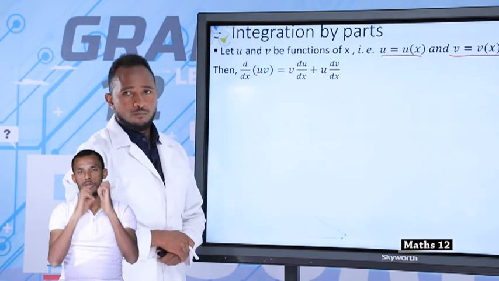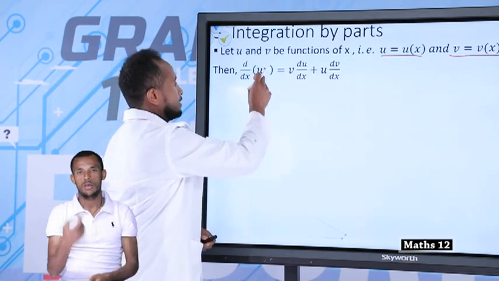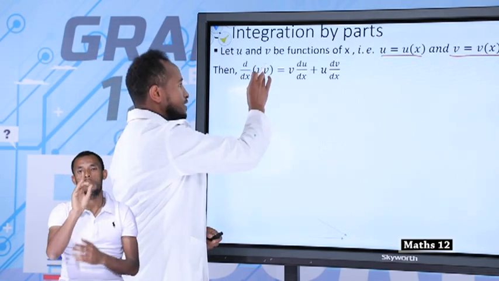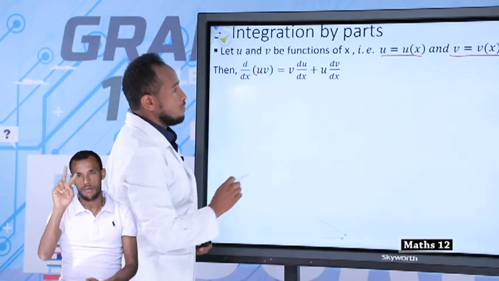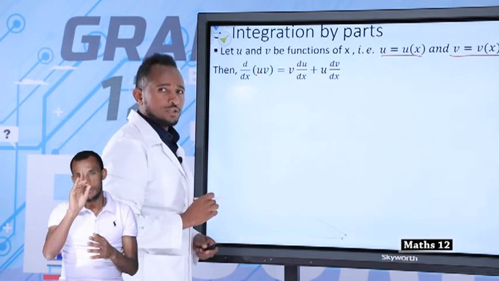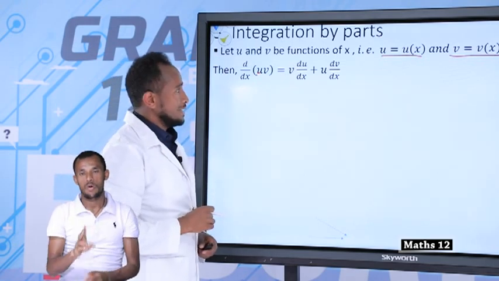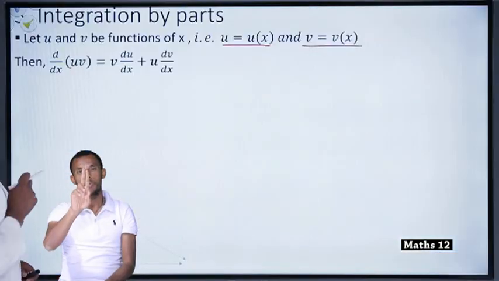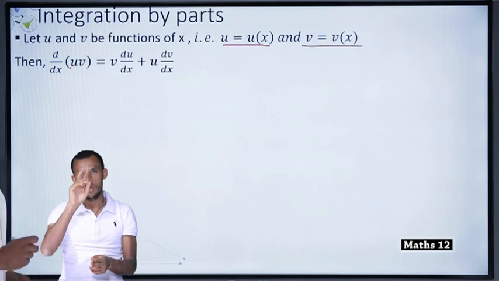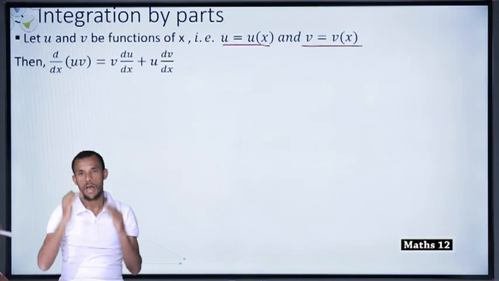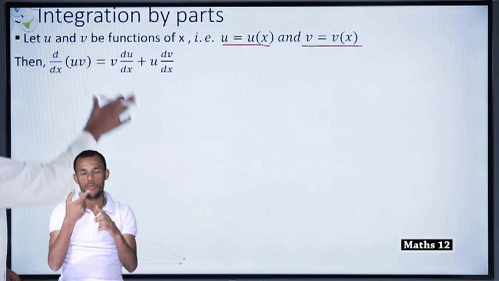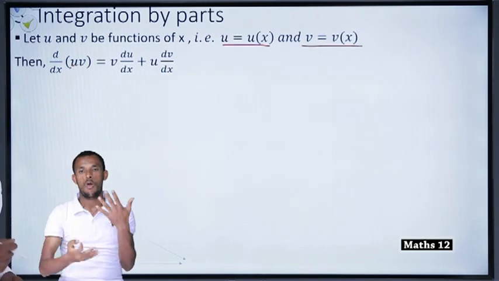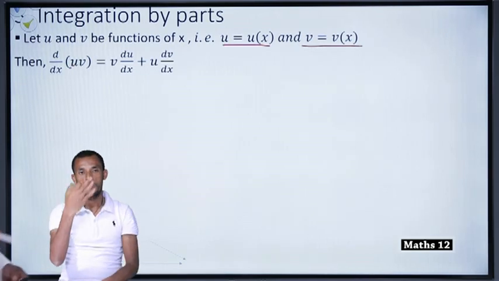If you remember in chapter 3, the derivative of a product of two functions is evaluated using this formula: v times the derivative of u, that is v times du by dx, plus u times the derivative of v, that is u times dv by dx. I hope you remember this. From this we can derive the formula for integration of a given function by parts.